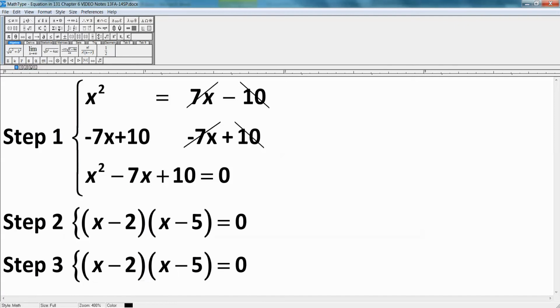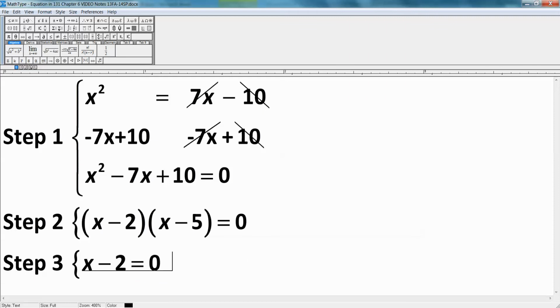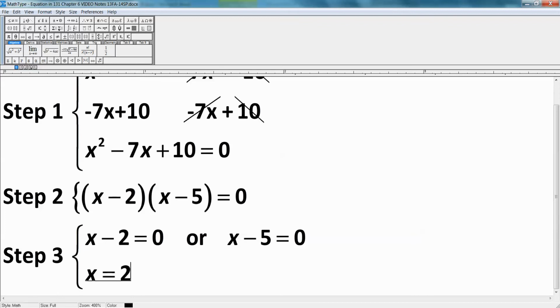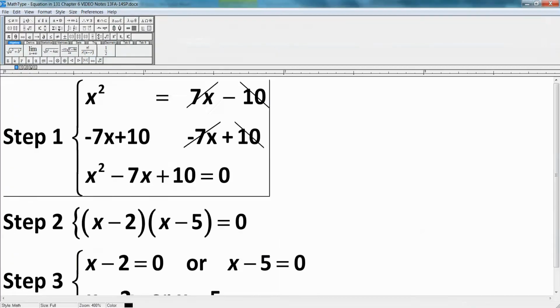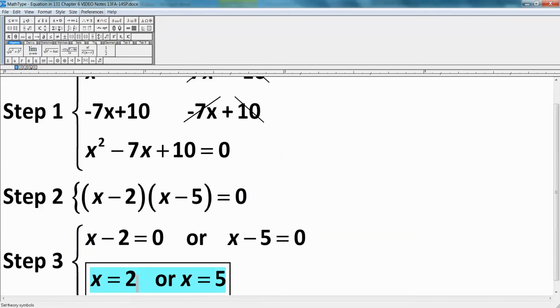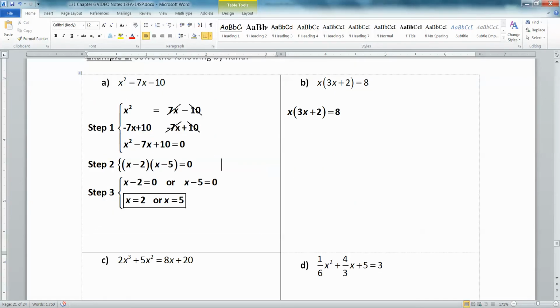So we're going to say, look, if these two things multiply to make zero, one of them has to be zero. So either x minus 2 equals zero, or x minus 5 equals zero. So x would be equal to 2, because you'd add 2 to both sides, or x is equal to 5, right? And I think we're done. Maybe we got everything. Better box that up. And we've got both our answers.